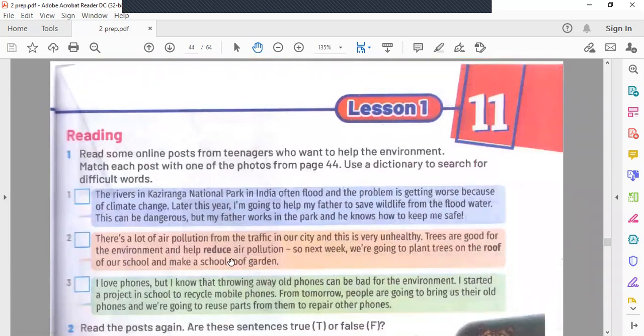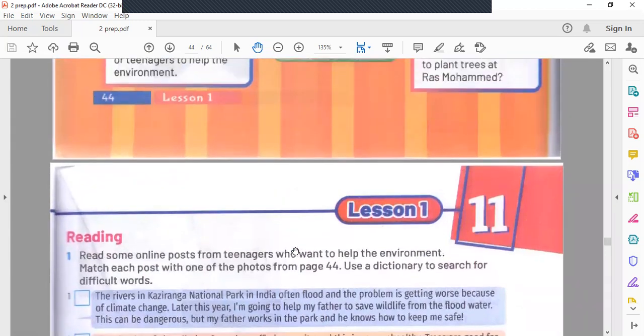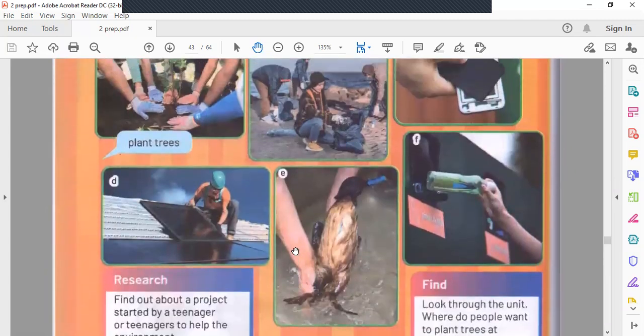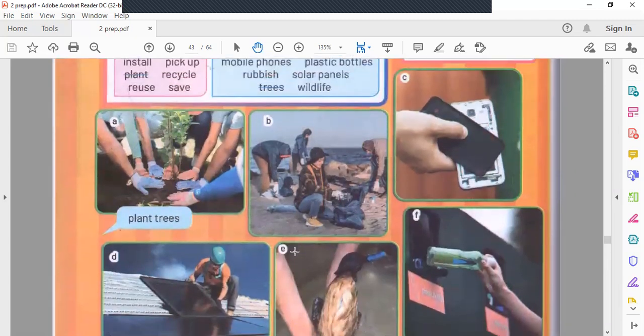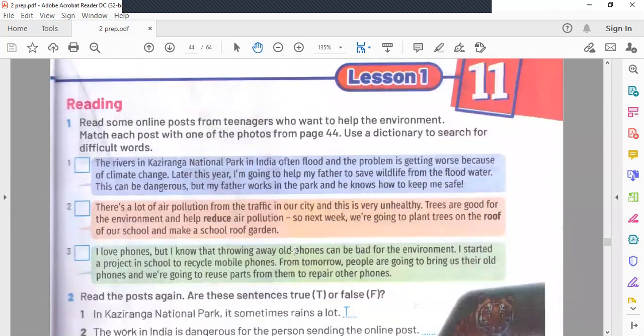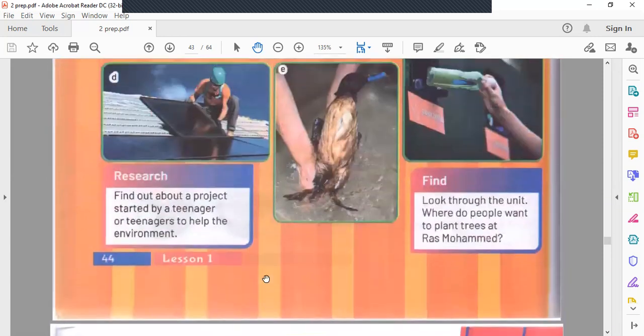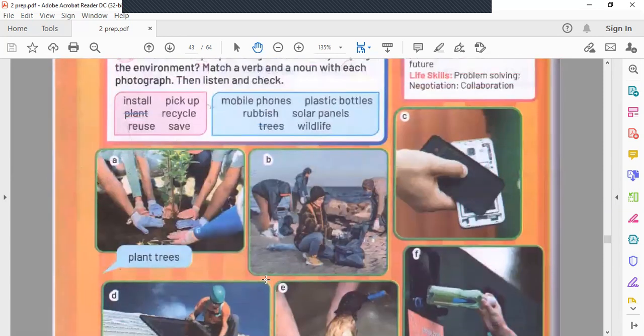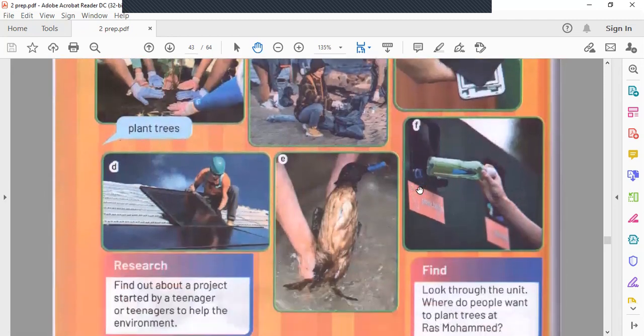There's a lot of pollution, reduce air pollution, and so on. And the trees are good. Plant some trees on the school roof. So two goes with picture A. And the third paragraph is talking about reusing the old phones. It's picture C. Okay.